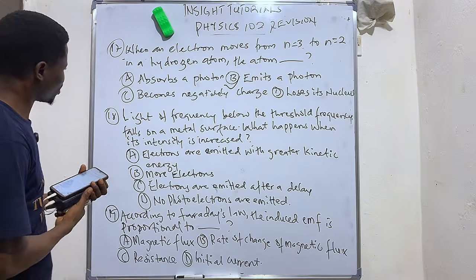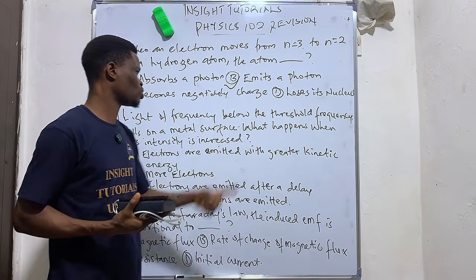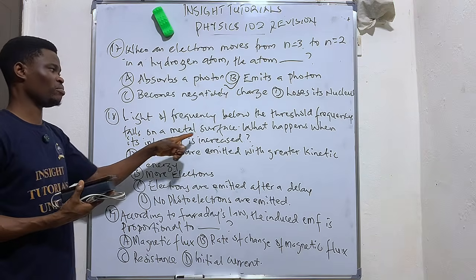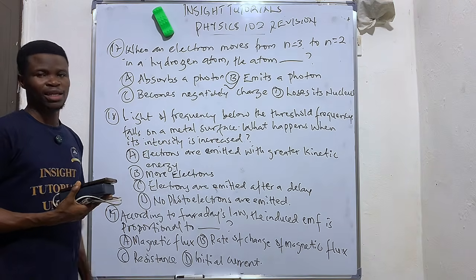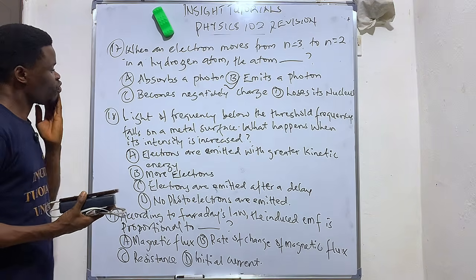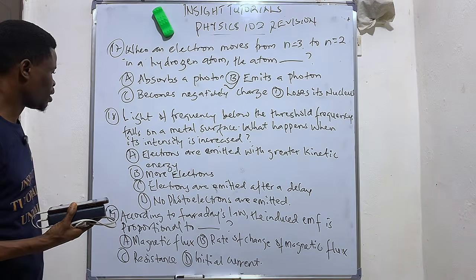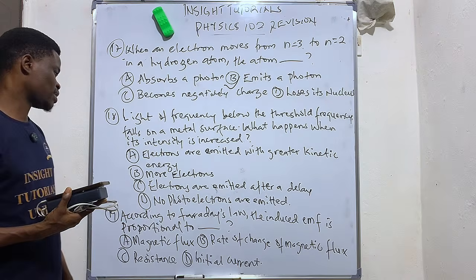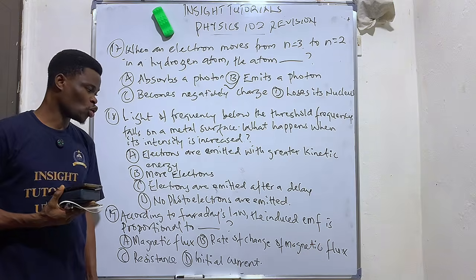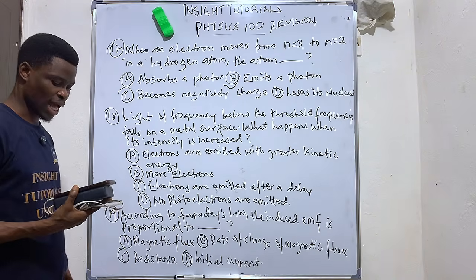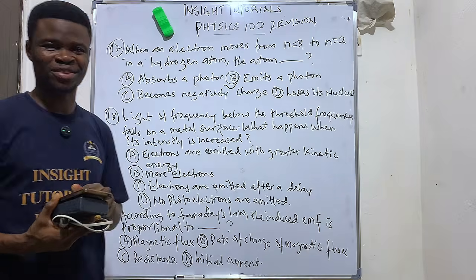All right, the next question now says light of frequency below the threshold frequency falls on a metal surface. What happens when its intensity is increased? A says electrons are emitted with greater kinetic energy, B says more electrons, C says electrons are emitted after a delay, and D says no photoelectrons are emitted. What do you think is the correct option to this question?